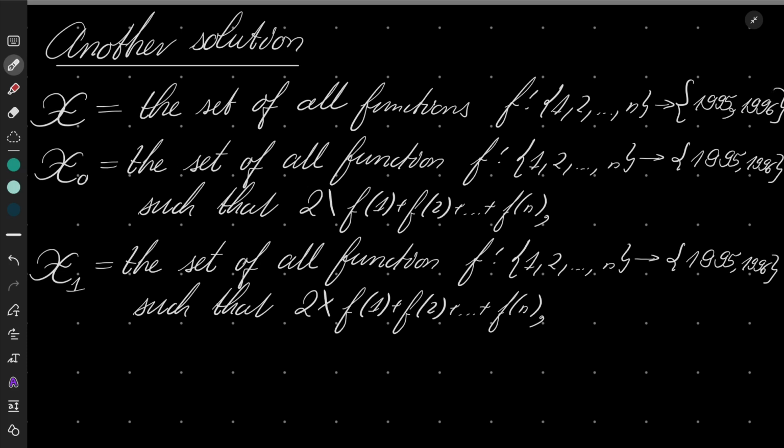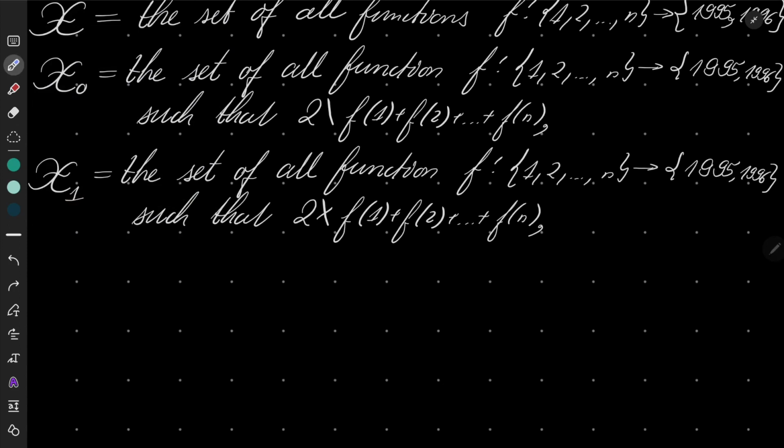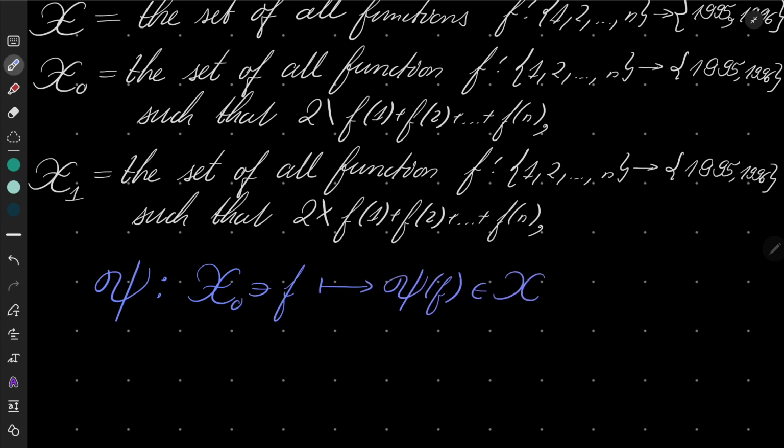Okay. Now, I will construct a bijection from X0 onto X1. And that will prove that these two sets have the same number of elements. And moreover, since there are 2 to the power of n elements in total, that will mean that both of these sets must have 2 to the power n minus 1 elements, exactly half of the elements. And this bijection will go like that. I will call my bijection capital psi, and it will take some function from X sub 0, and it will produce a modified function from X sub 1.